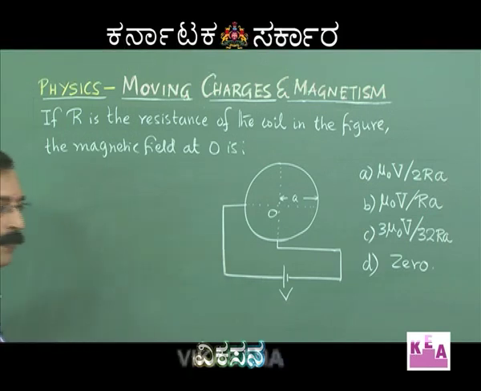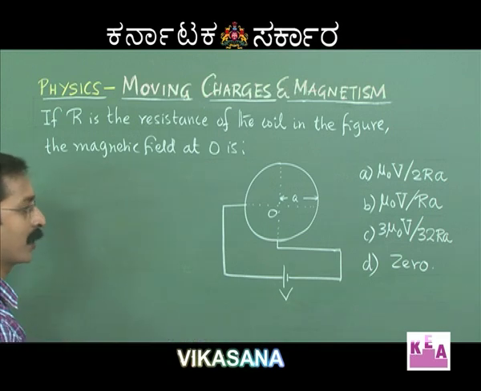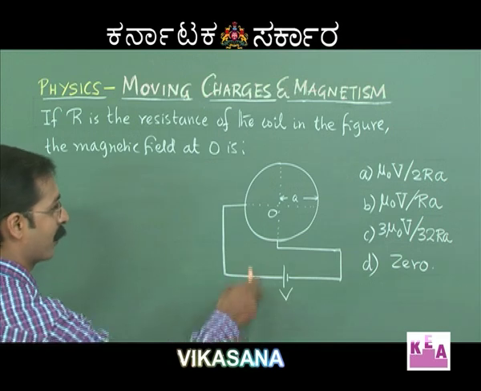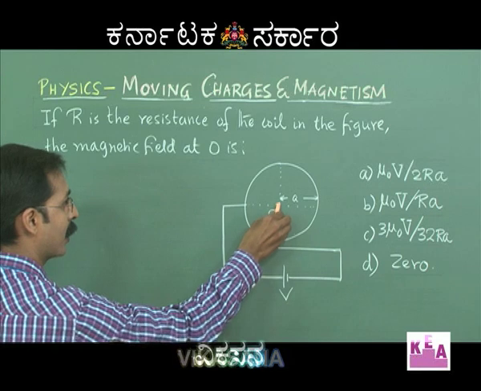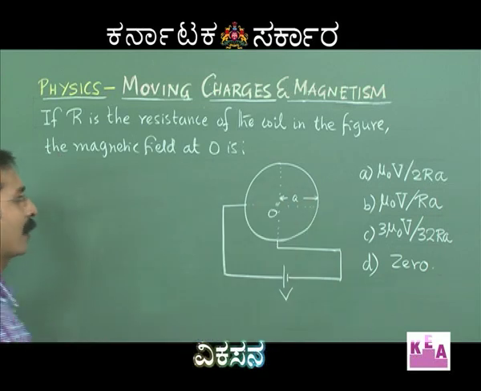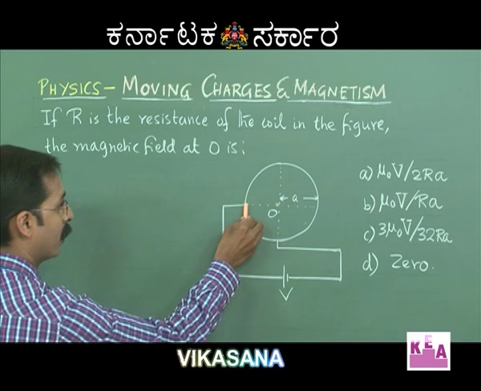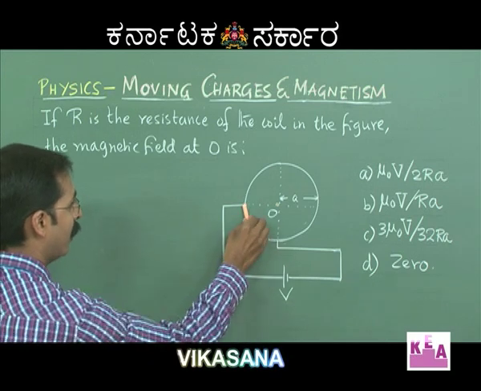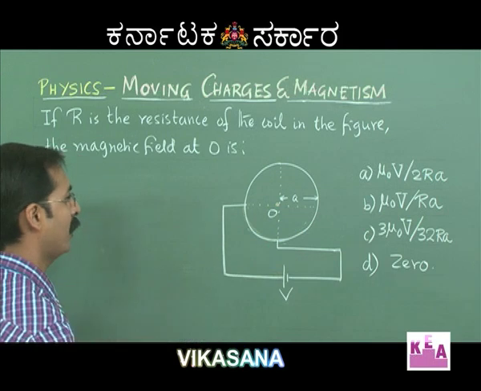Here is the circular coil. It is connected to a battery of potential difference V. Here is the center of the coil, that is designated by O. The radius of the circular coil is A. As you can clearly see in the figure, this is 1/4 of the circle, this is 3/4 of the circle.